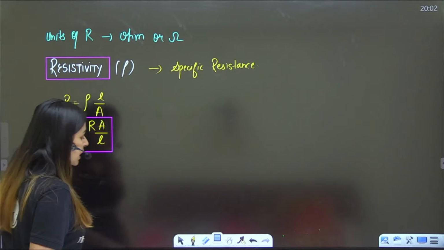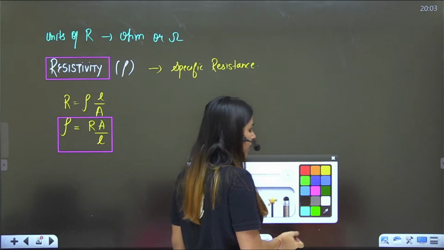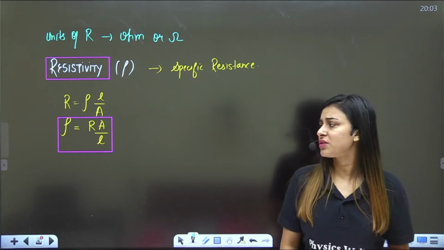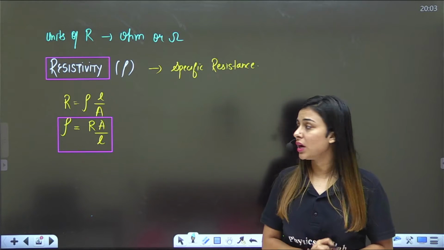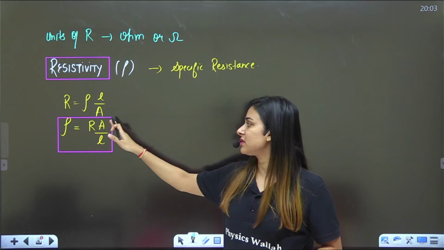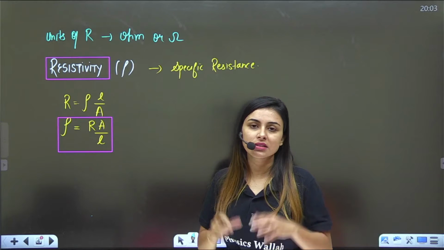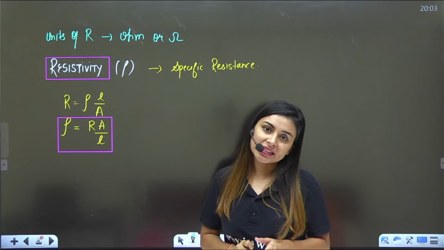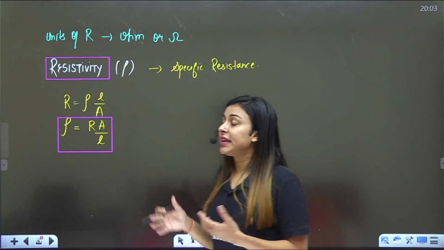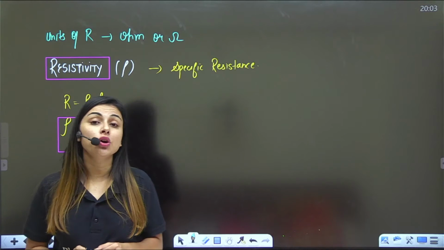If ever in the numericals you are asked anything about resistivity, you only have to use this formula. I hope all of you know R is the resistance, A is the area of cross section, and L is the distance between the electrodes, right? Perfect. Now the next thing that comes to mind is the unit of resistivity.